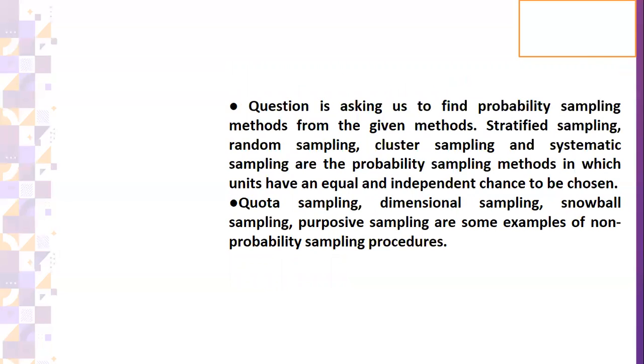As I said, the question is asking us to find probability sampling. This is one of the sampling questions, but indirectly they have twisted the question. The question is divided into two parts, probability and non-probability, and they're asking us to go for probability sampling. We know very well stratified sampling, random sampling, cluster sampling, and systematic sampling are the methods which come under probability, which have the equal and independent chance to be chosen. So quota, dimensional, snowball, and purposive sampling are the examples of non-probability sampling.